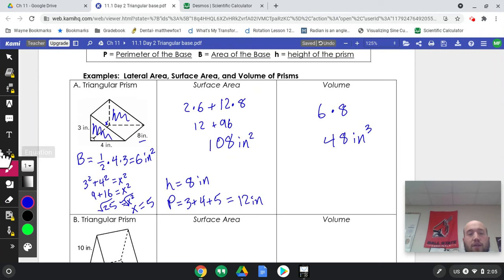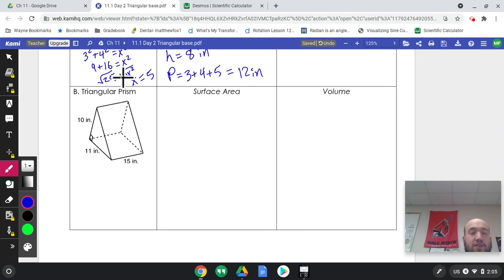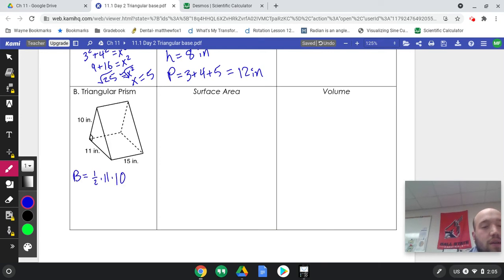Okay, now that worked out really nice for us. The square root was a perfect square. That's not always the case. On this next one, the process is still the same. And in fact, the area of the base, we can find pretty easy. 1/2 times 11 times 10. So if we do that, we will get 55 inches squared.